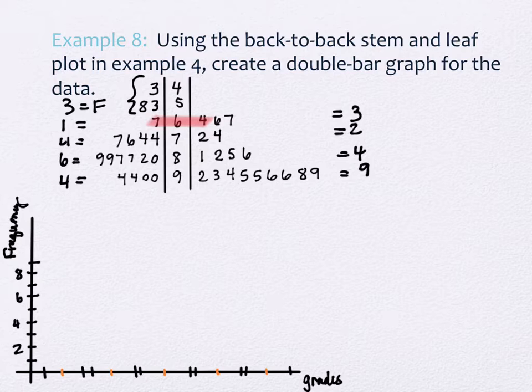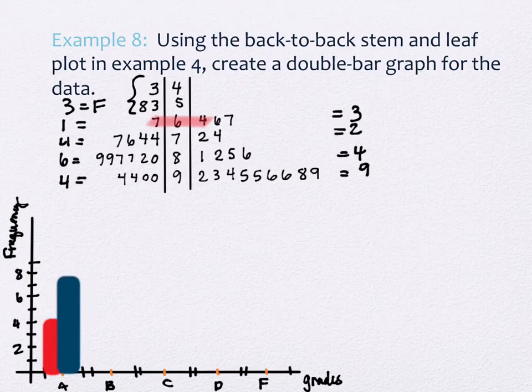So I'm going to make my bars, I'll do red and blue. So the first one, these are letter grades of A. I should label them actually. So here's A, B, C, D, and F. So the letter grade of A, there were 4 A's. And then we have the letter grade of A on the second exam, and it had 9 A's. So I'm going to switch to blue, and I'm going to draw it with a height of 9.